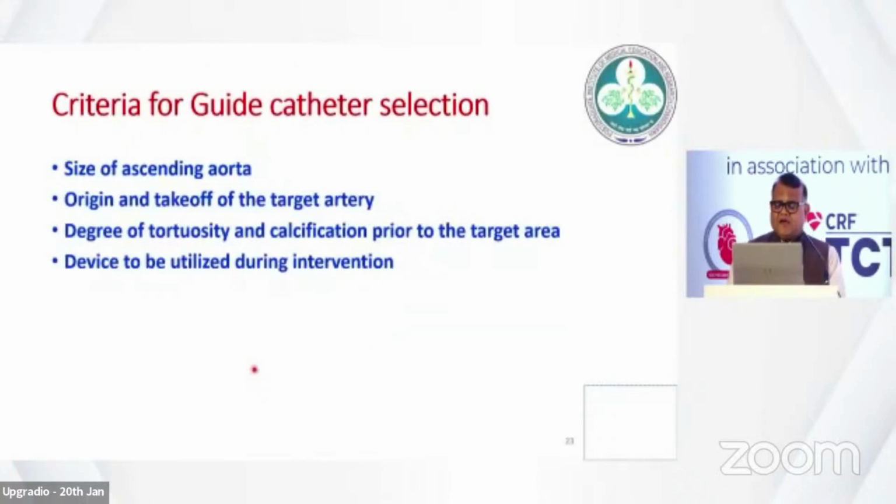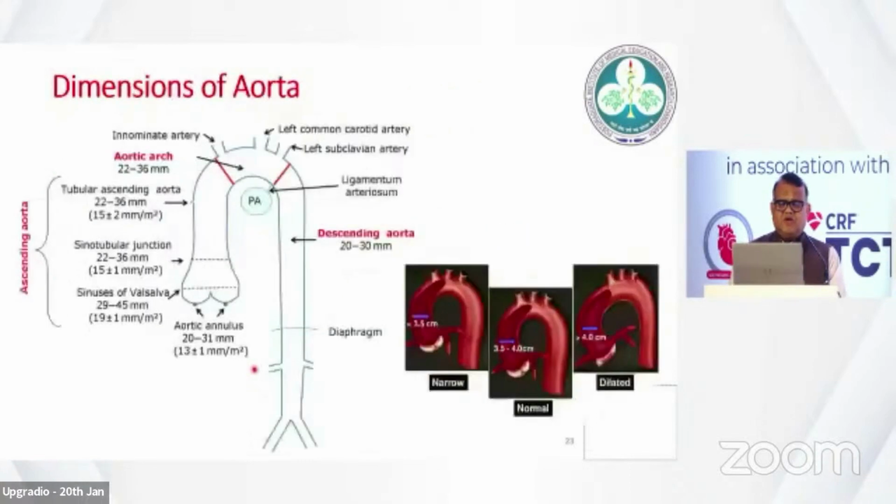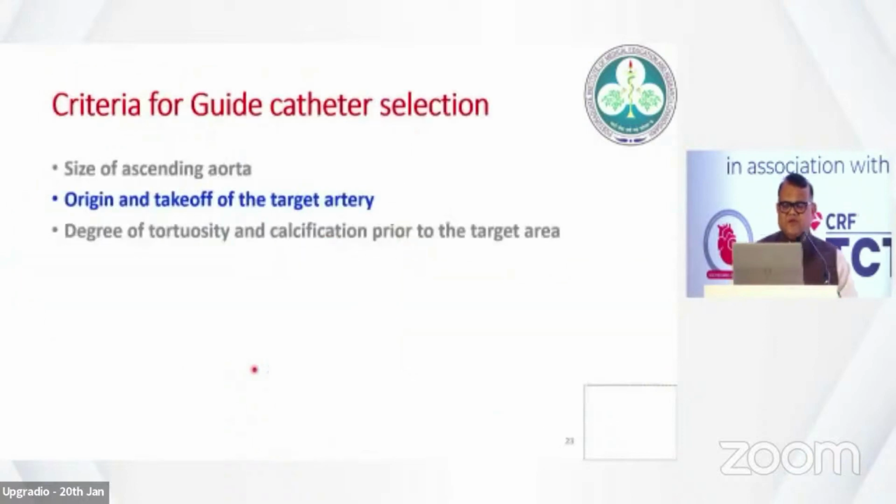Then which guide to be used during the PCI depends on ascending aorta dimension. You do have the narrow, which is less than 3.5, ascending aorta 3.5 to 4 is the normal one, which we routinely come across, and the dilated ascending aorta is more than 4 centimeter in dimension. So this is the way to assess the aortic dimension, and depending on this dimension, one has to choose the guide catheter, which cannot be the same one for each and every size of the aorta.